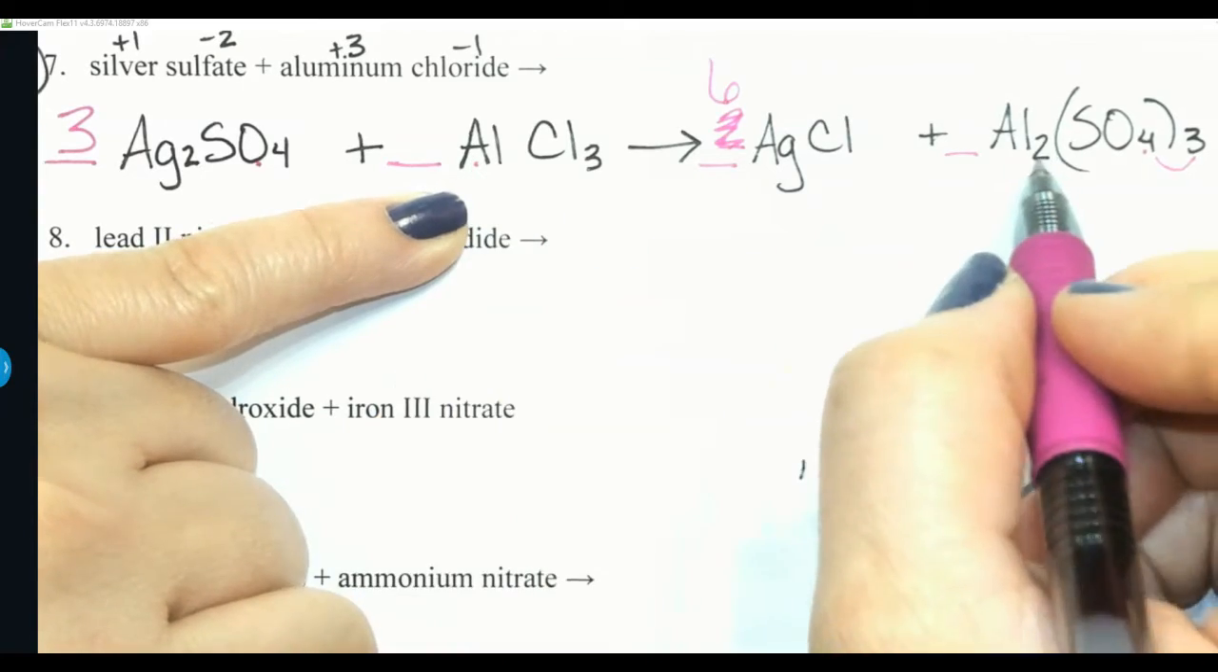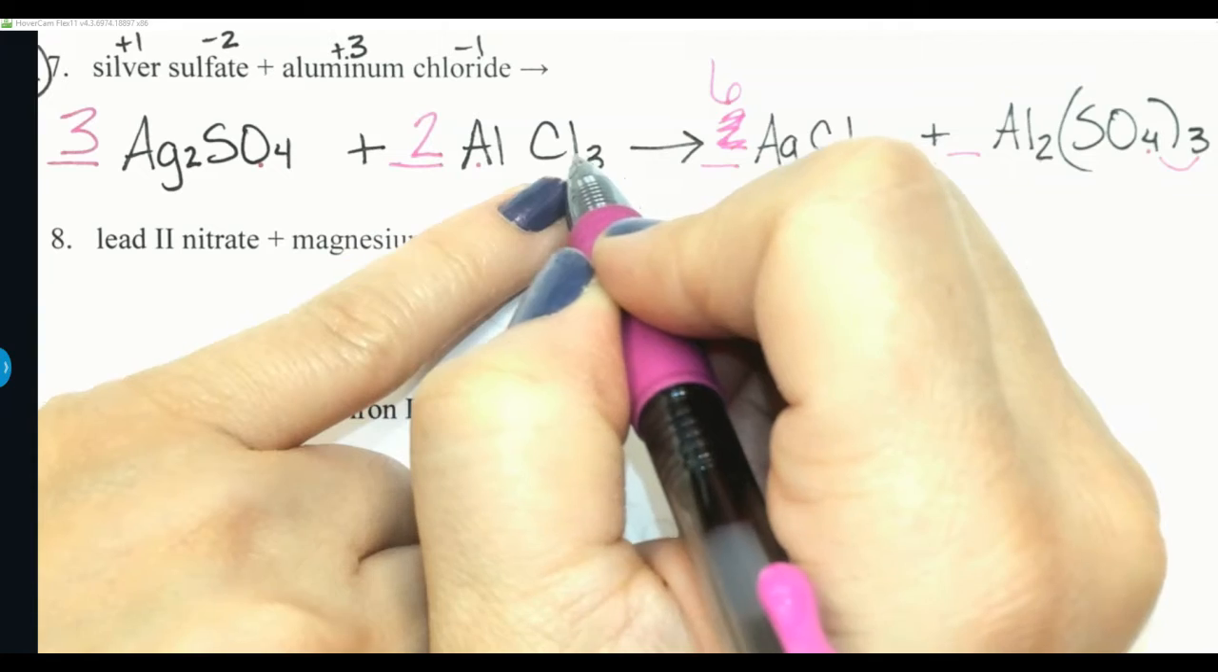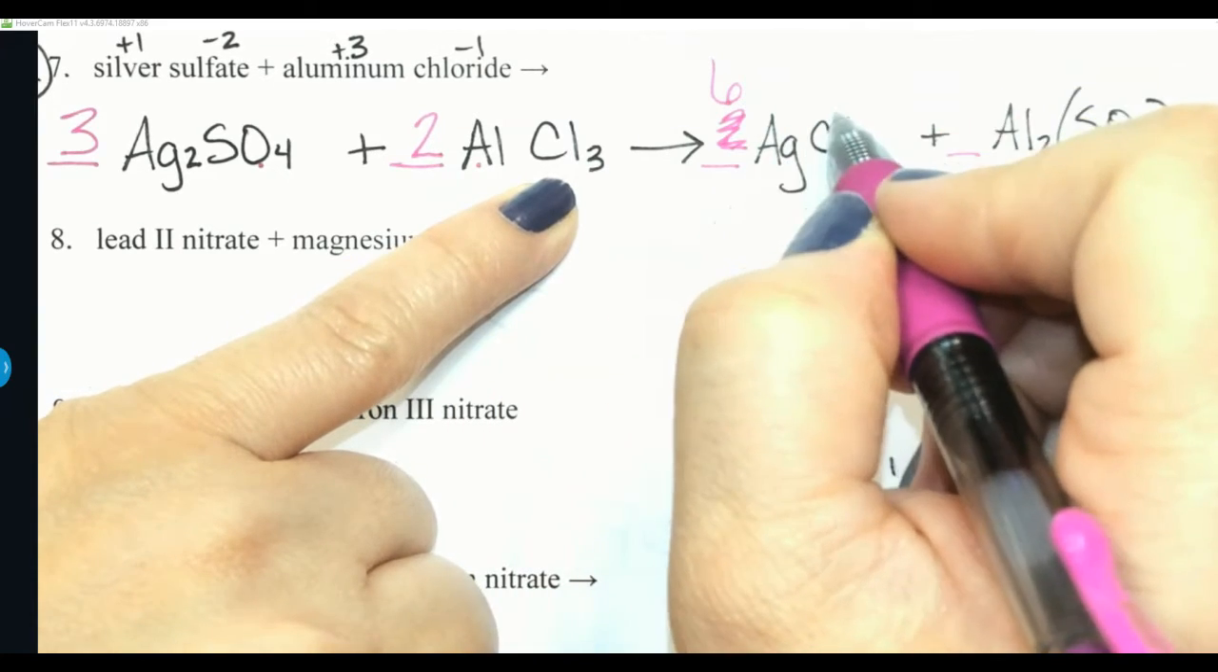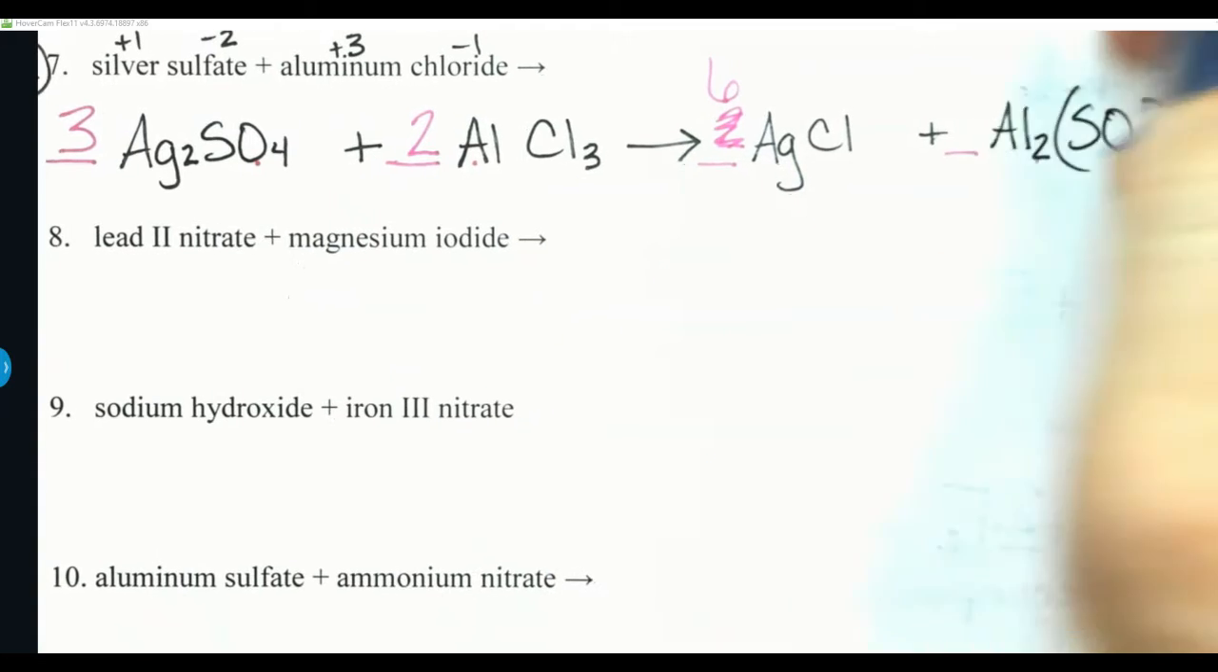1 aluminum, 2 aluminum. So I'm going to need a 2 here. And then 2 times 3 is 6 chlorine, and this gives me 6 chlorine. And so this is balanced: 3, 2, 6, and 1.